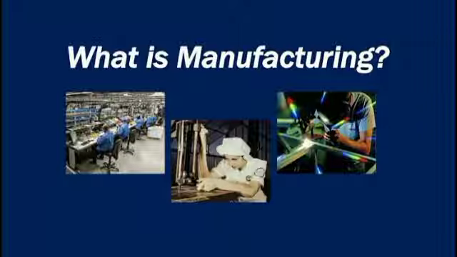For example, the processing of raw materials into finished products such as cotton into cloth, sugarcane into sugar, wood pulp into paper, and mineral oil into petrochemicals is called manufacturing. And this process is done using machines and suitable technology.